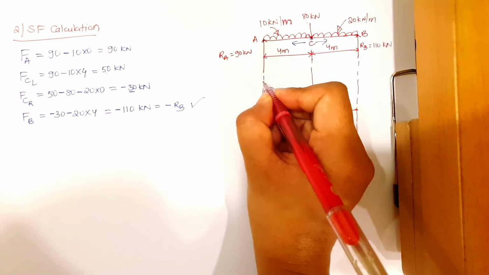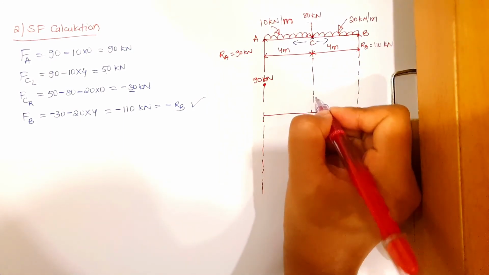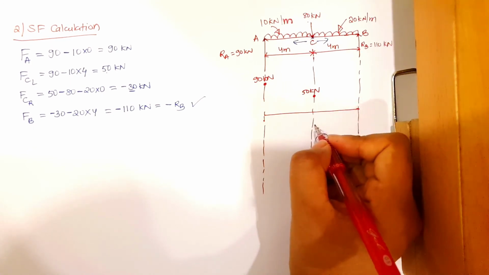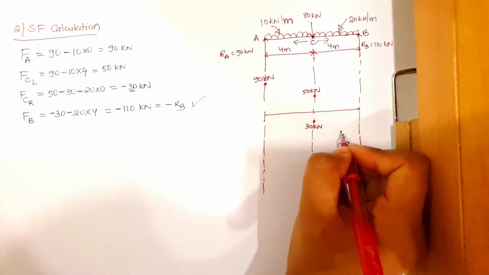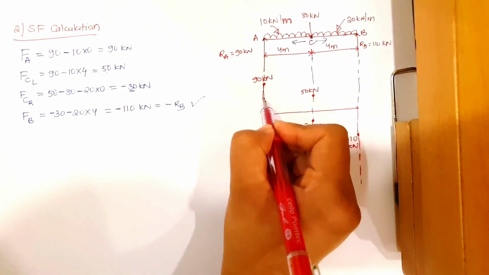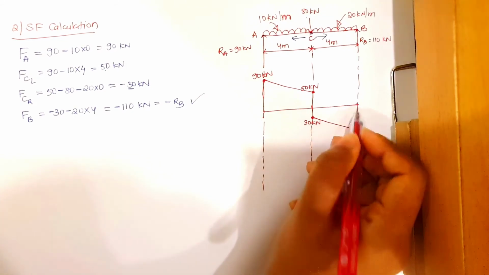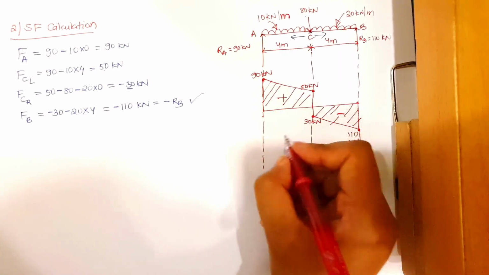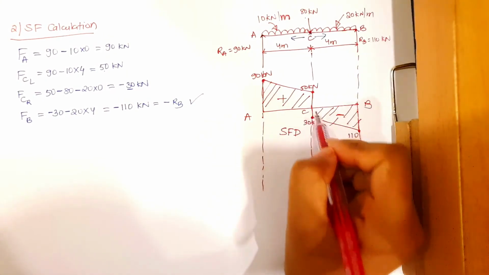At A, 90 kilonewton, then at C, left hand side, 50 kilonewton, then at C, right hand side, it is at the C point only, but when it is going to the right hand side it is going negative, so minus 30 kilonewton, and at B, minus 110. So let's join the lines. Below this line, they're all negative, and above this line, positive. So this is your shear force diagram. Okay, I have points A, B and C, right?